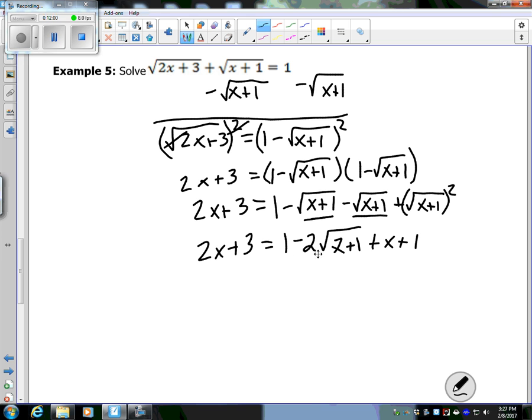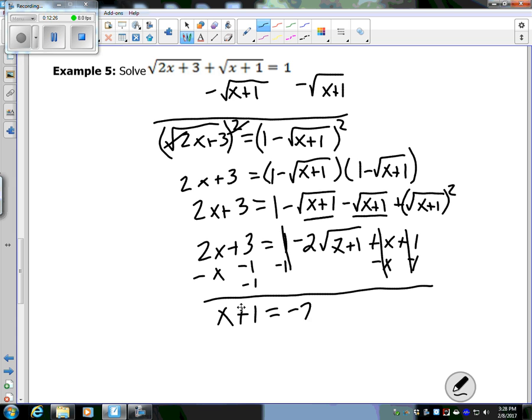So we're gonna subtract x to the left side, subtract 1, and I guess we can subtract another 1. You can follow that. Cancels, cancels, cancels. We get x plus 1 equals negative 2 square root of x plus 1. That's a funny looking x.